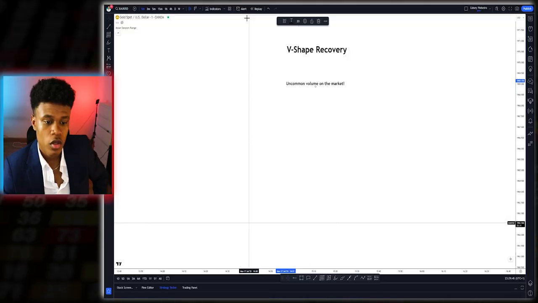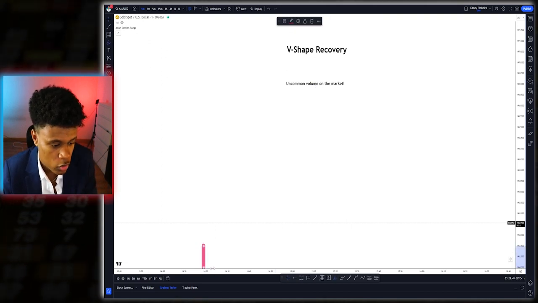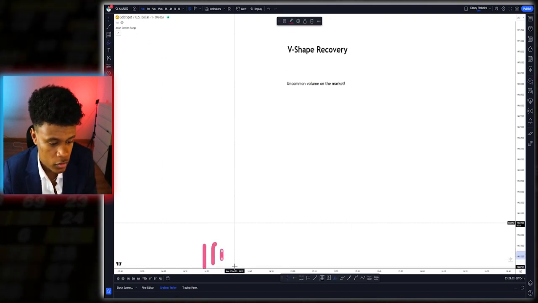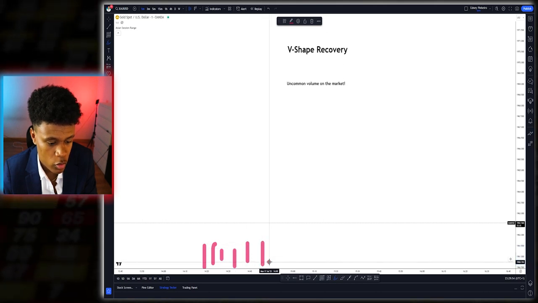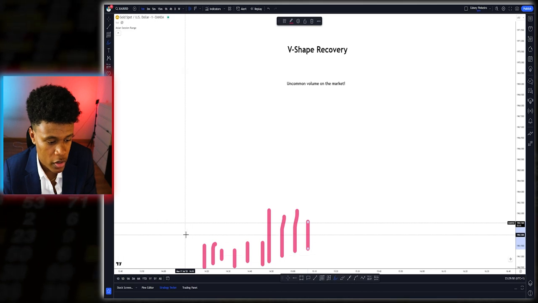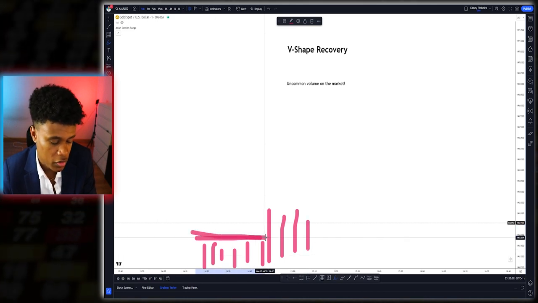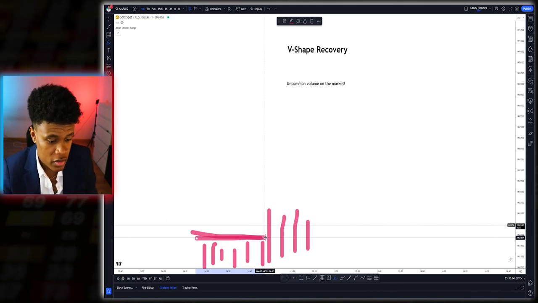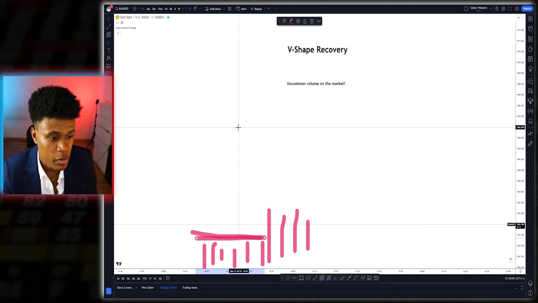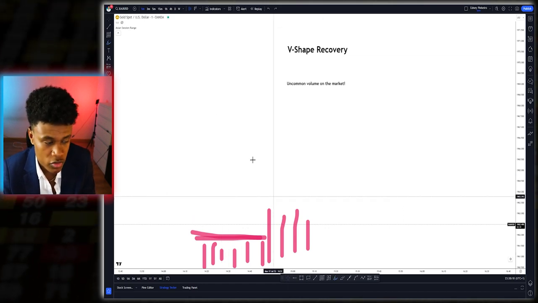So if the volume is moving like this, and suddenly we see volume going like this, you have uncommon volume on the market. We had volume going down or staying with a resistance level. And then suddenly volume just broke it, with the market grabbing the liquidity at some level. So we need to have uncommon volume.